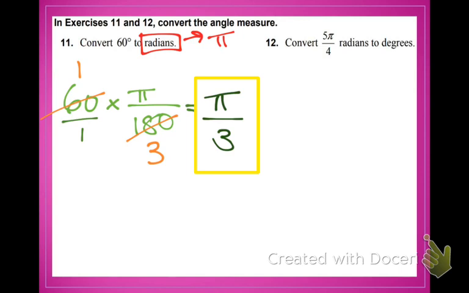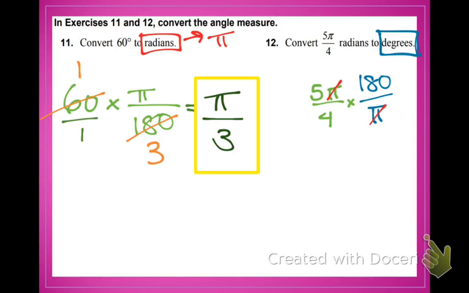Number 12, we're going to degrees. So we're going to take 5 pi over 4. Do we want pi in the answer? No, because we want to go to degrees. So no pi. So in order to cancel out the pi that we already have, where would our pi have to be in our second fraction? In the denominator, which makes 180 in the numerator. Cross cancel the pi's, they're gone.